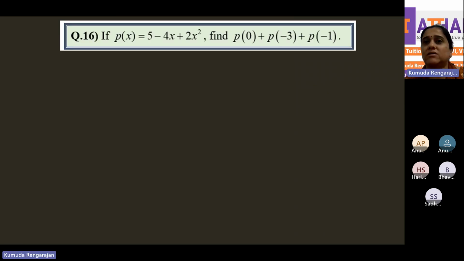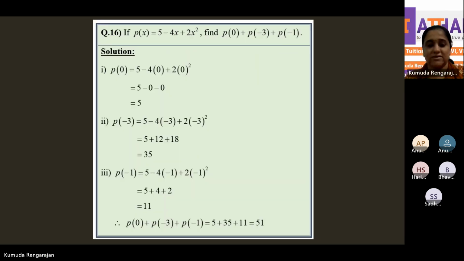Yeah, this one. What's the value for this one? P of 0, 5. How much? 5, ma'am. P of 0. No, I want the final answer. What is P of 0 plus P of minus 3 plus P of minus 1? 51. Wow, very good. 51. Very good.